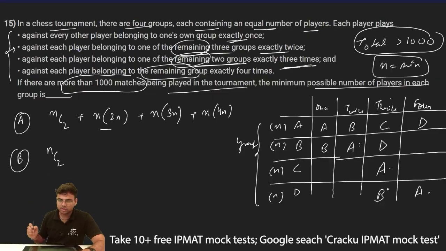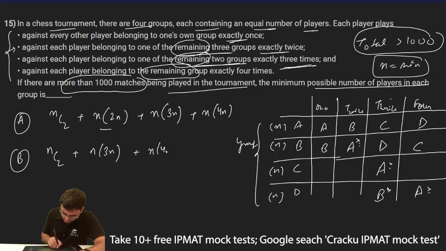Again, we don't have to count this one. Also, you can clearly see we ignored this one. Let's put a cross, we don't have to count for this. So for BD, the number of matches will be n into 3n. Now B with the remaining team left, which is C, so they'll play with C and this will be n into 4n. Also, if B is playing with C, then C is also playing with B for 4 times, and again I don't have to count this one.